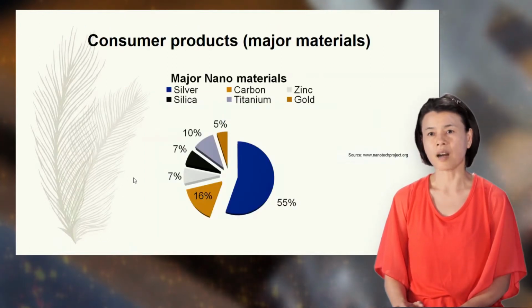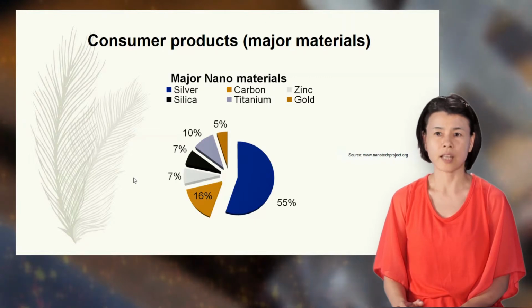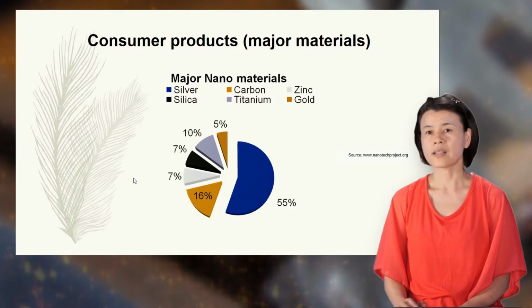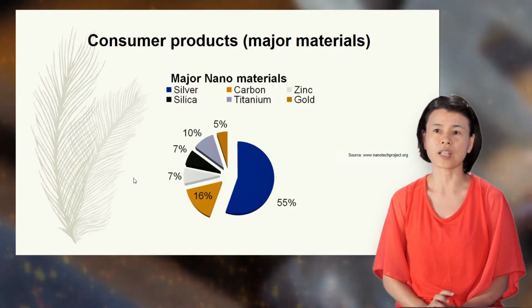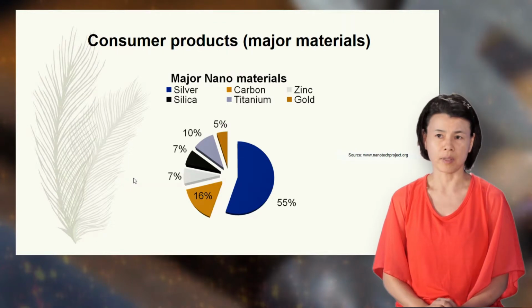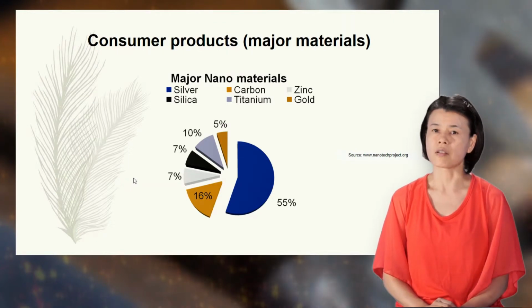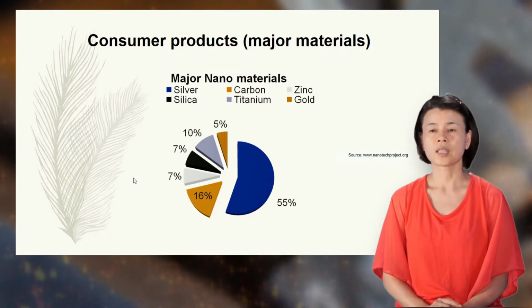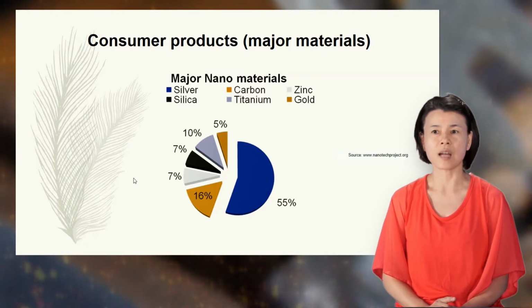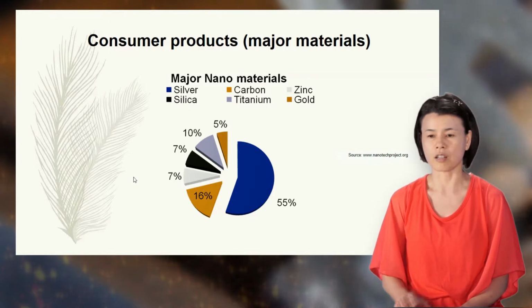Titanium products are not the number one nanomaterials available in the market. Based on this chart, silver has been fabricated for nanomaterials most popularly. It covers 55% of the nanomaterials. Titanium product is number 3, covering 10% of the whole nanomaterials in the market.